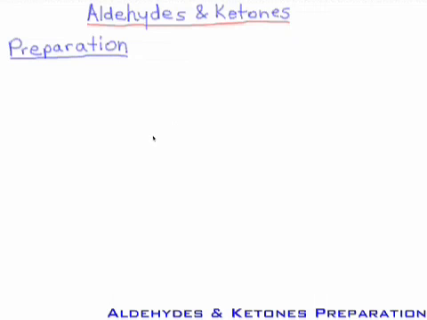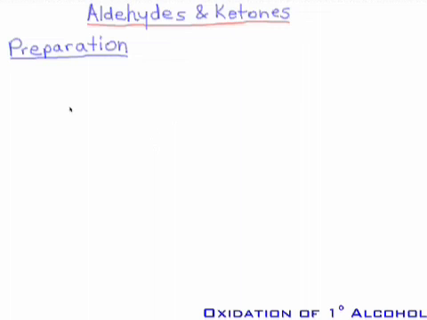In this scribblecast lecture, we're continuing our look at aldehydes and ketones. We're going to begin looking at the preparation of aldehydes and ketones. Specifically, first, we're going to look at the preparation of aldehydes. Aldehydes can be prepared from alcohols if the alcohol is a primary alcohol. So if we have a primary alcohol, we can react it to prepare an aldehyde.